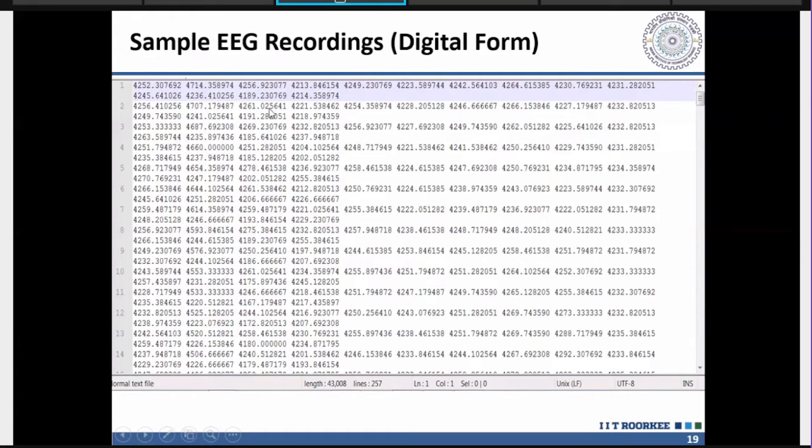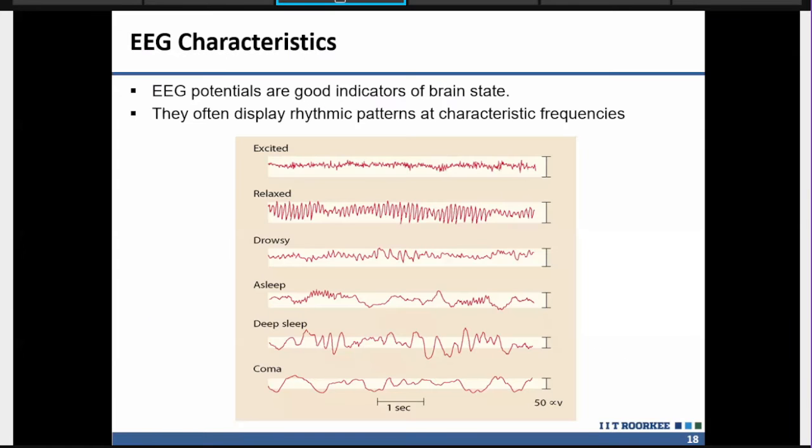So you have 1, 2, 3, 4, 5, 6, 7, 8, 9, 10, 11, 12, 13, 14. Fourteen electrodes, each provides one data value. So for 120 milliseconds, you will be given some data. It will look like this. For each signal, each electrode will provide the data like this, right?